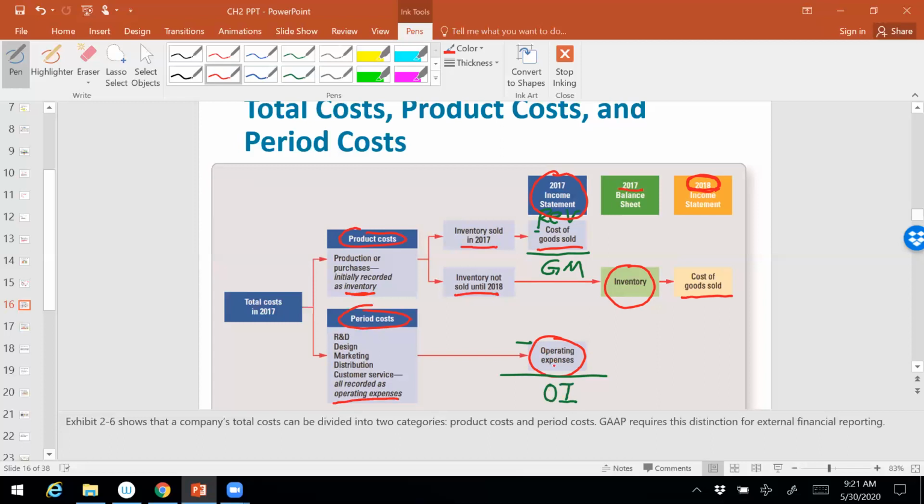Okay, as I said, we go back to this many times, but I really think it builds you the foundation, to understand the logic of product cost and period cost, and understand the logic of how the inventory becomes the cost of goods sold in the income statement.